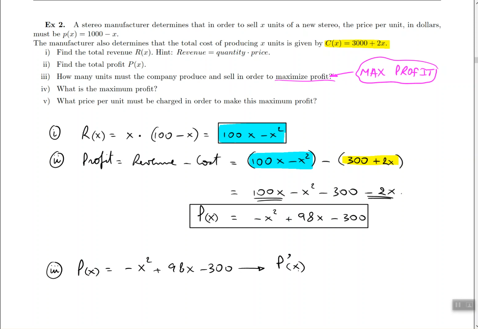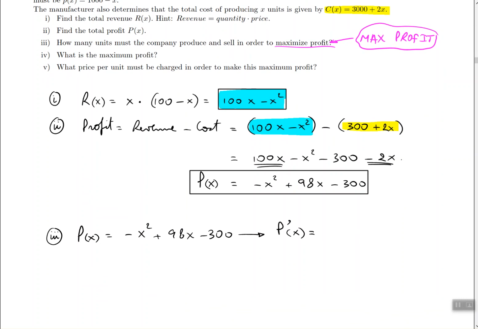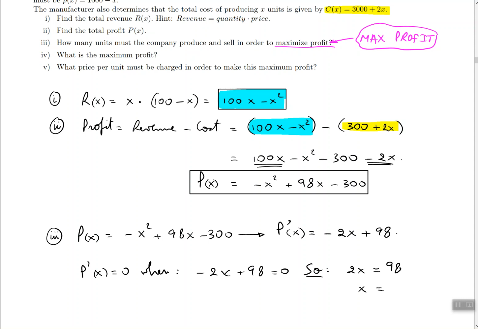And we need to know the derivative. What's the derivative? And once we have the derivative, we're going to look for the critical numbers. So the derivative of negative x squared is going to be negative 2x, and then 98x becomes 98, and then 300 goes away. So what makes the P prime equal to 0? This happens when the negative 2x plus 98 equals 0. So we solve it by putting the 2x by itself and then the 98 on the other side, and we divide by 2. So this is going to be, I believe, 49.